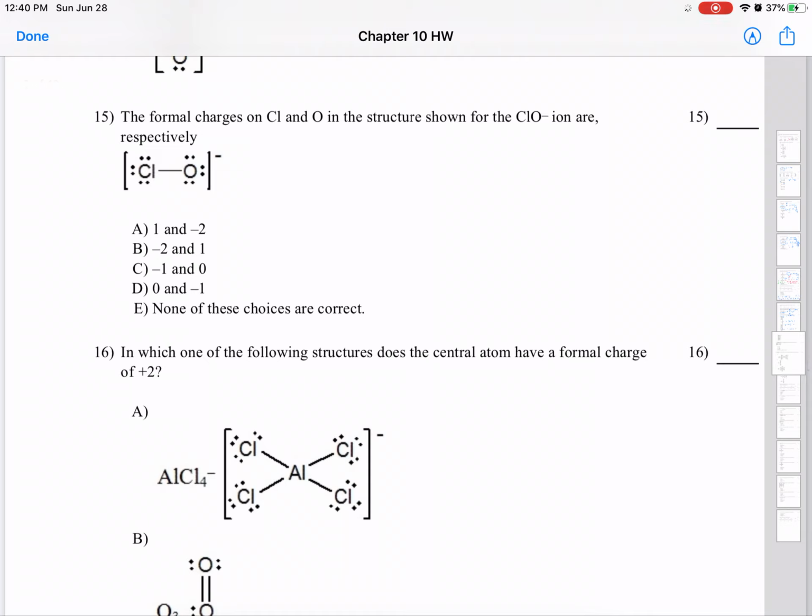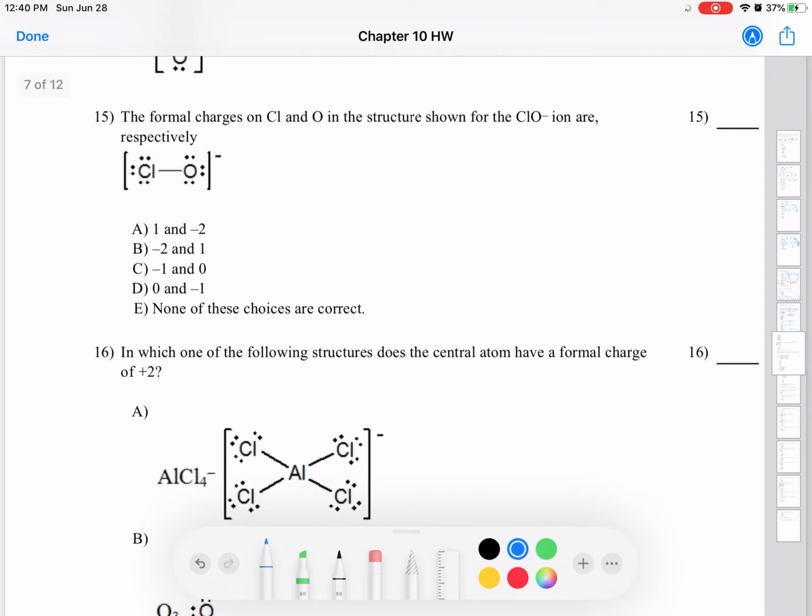And number 15. The formal charges on chlorine and oxygen in the structure shown for the ClO minus ion are. Now the Lewis structure is given. We need to find out the formal charge of chlorine. Again, how do you find the formal charge? You take the group number. For chlorine it is 7. Group number minus the number of electrons and number of bonds. Number of electrons are 2, 4, 6, plus number of bonds 1. So 6 plus 1, 7. 7 minus 7, 0. So chlorine is 0.